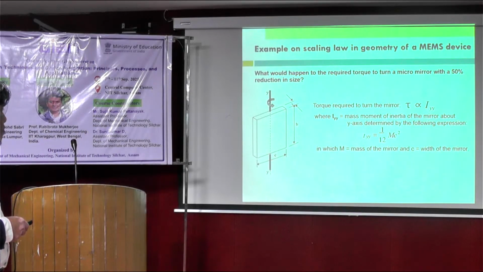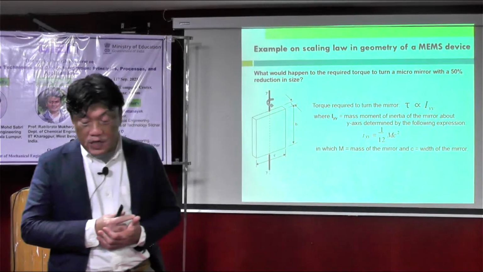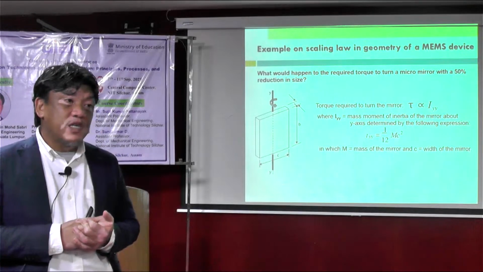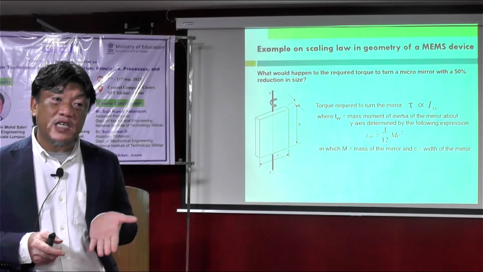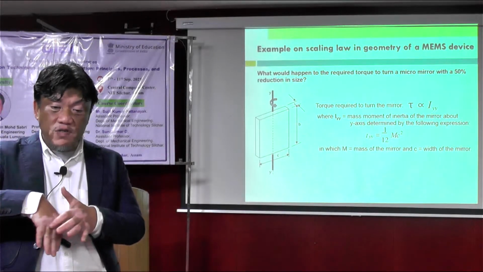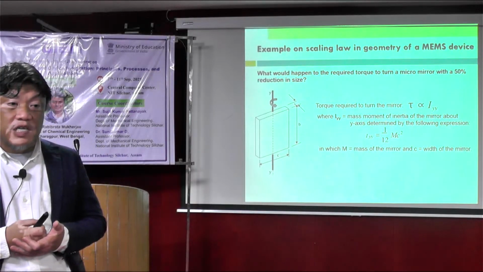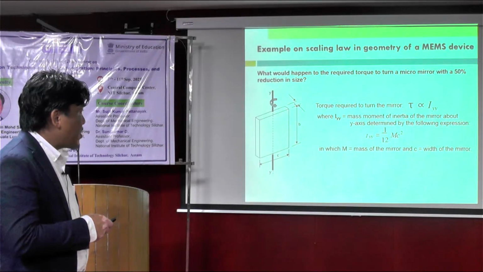So what would happen to the required torque to turn a micromirror with a 50% reduction of size? Micromirror is one of the quite common designs or devices in MEMS. A micromirror is basically a mirror that you are using for scanning. So you rotate or twist the mirror in order to reflect some light to do the scanning of things. So let's say you have your device to scan something, so you use a micromirror.